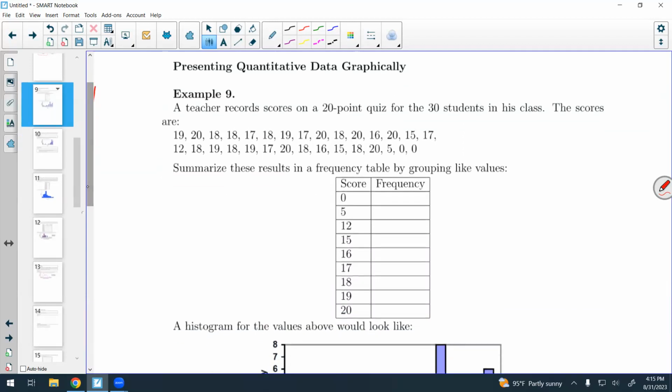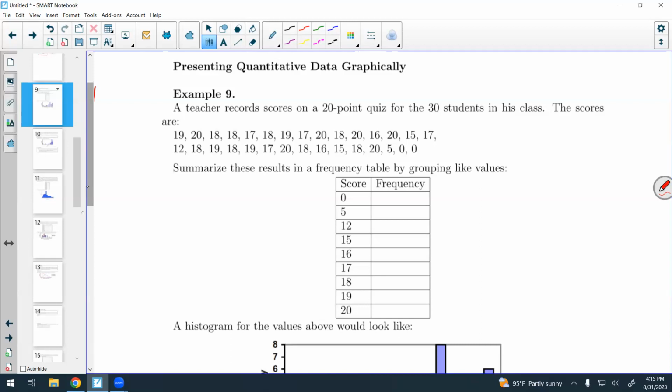So any questions on the representations of qualitative data? Different ways it's done. So now let's get to the good stuff. Quantitative data. A teacher records scores on a 20-point quiz for the 30 students in this class. The scores are, and here's a list.